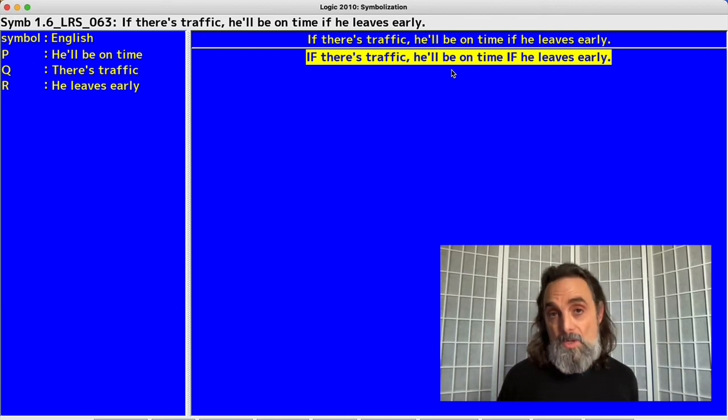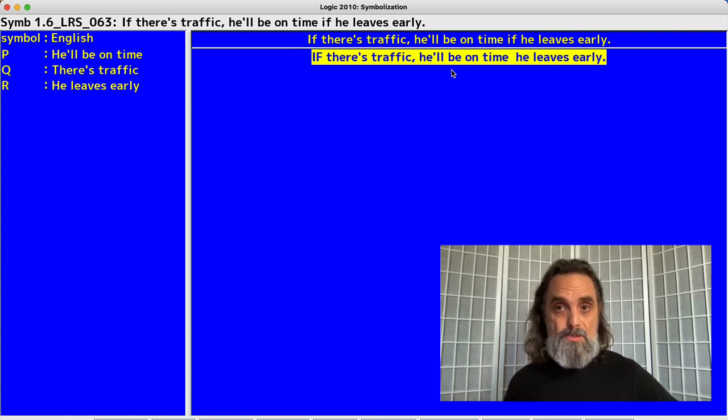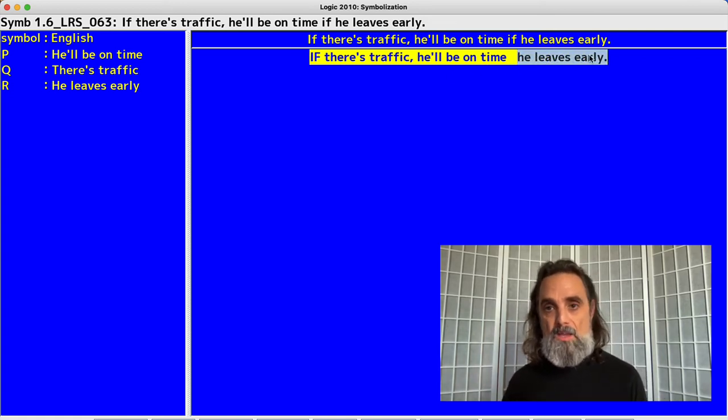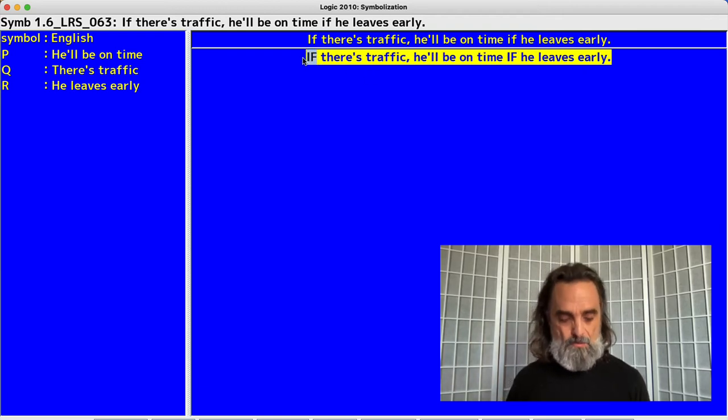We have to decide which one to symbolize first. The one we symbolize first is the main operator, so we want to figure out which one is the main operator. We've been talking about this removal test, so let's try applying it. If we remove this if, the question is, are we left with exactly two sentences? And we are. We have he leaves early, that's a sentence, and if there's traffic, he'll be on time. So the second if passes the removal test. Let's take a look at the first if and see if it passes the removal test.